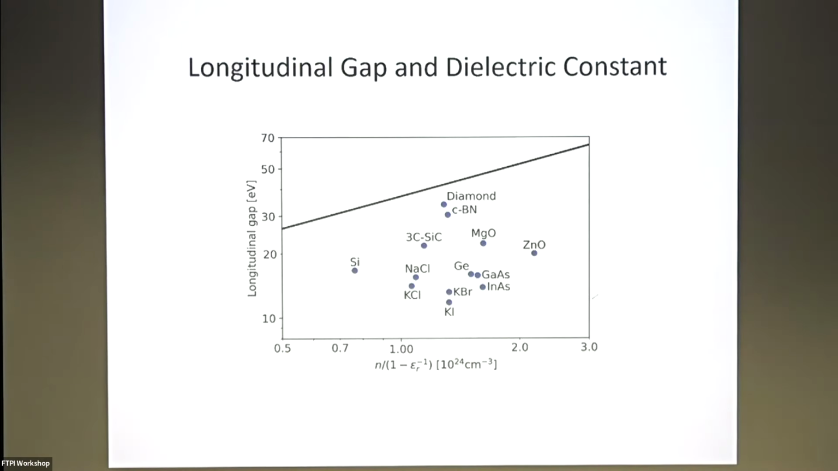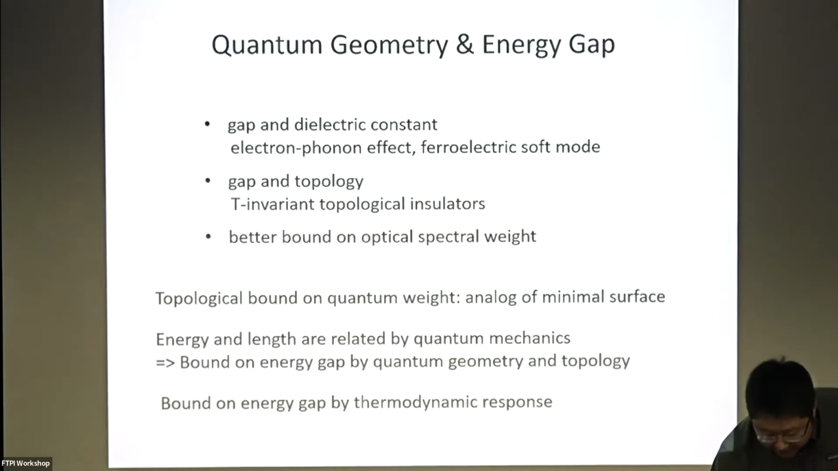And then we can also look at the longitudinal gap, which is measured by electron energy loss spectroscopy. In this case, first you notice the longitudinal gap is much higher, on the order of a few tens of electron volts. And again, diamond and cubic boron nitride are among the best. Okay, so yeah, that's all I want to talk about.